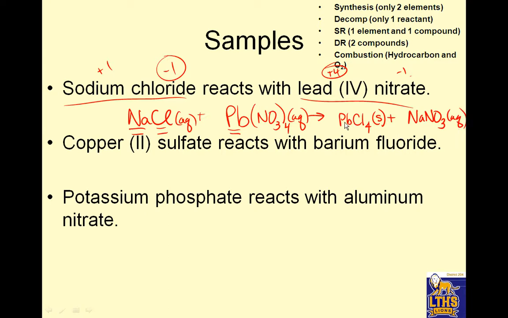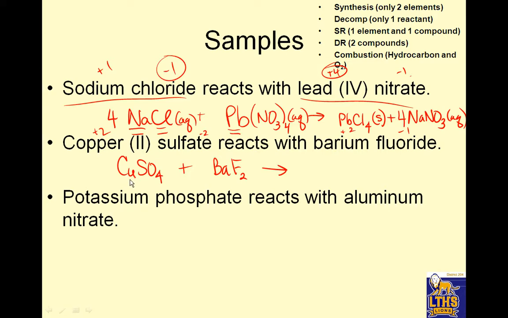Am I done? No, I have to balance it with coefficients. So I'm going to need 4 nitrates, 4 chlorines. Okay, I have 4 sodiums, 4 nitrates, 4 chlorines, 1 lead. Done. Copper 2 sulfate, CuSO4, +2 -2. Reacts with barium fluoride, +2 -1, BaF2. All right. Cancel the charge.